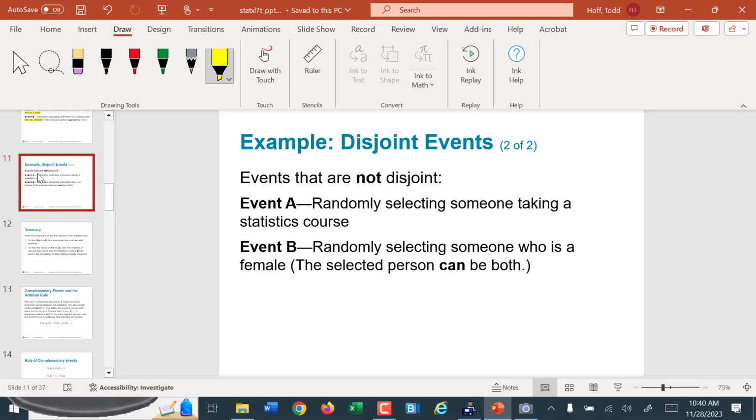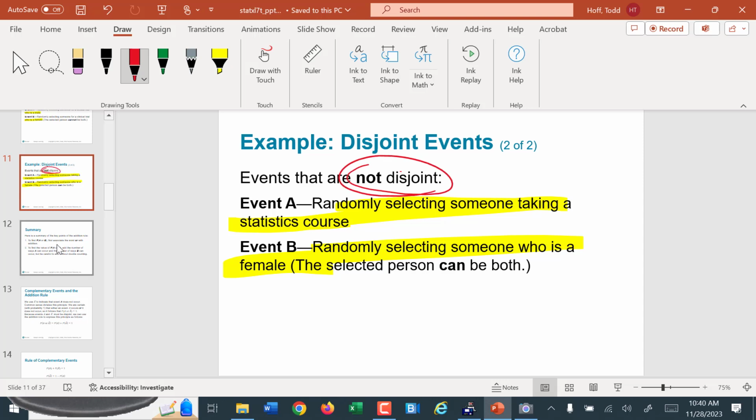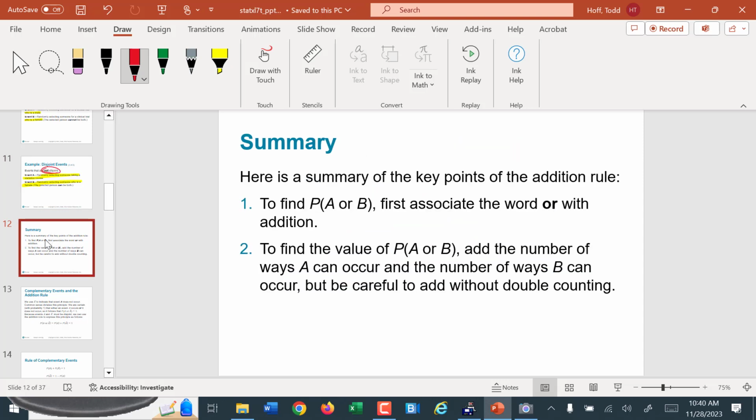Events that are not disjoint, well, I could randomly select someone who's taking a statistics course or select a female. Well, it's possibly both. You can be female and taking a statistics course. So those are not disjoint events. They're not mutually exclusive. So our summary here, to find the probability of A or B, first we need to make sure we associate the word or with the addition rule. And it's found by adding up the ways that each of them can occur and subtracting the ways that they both occur. So we're avoiding the double counting.